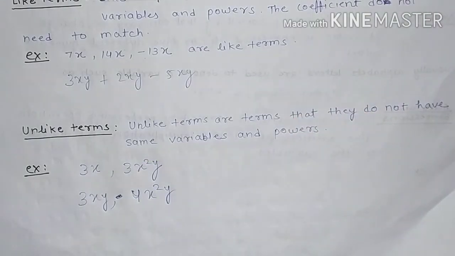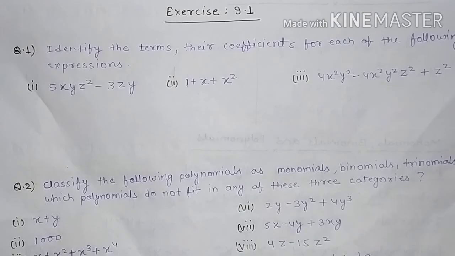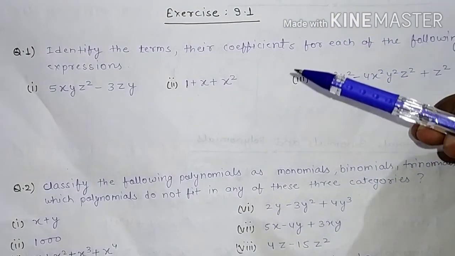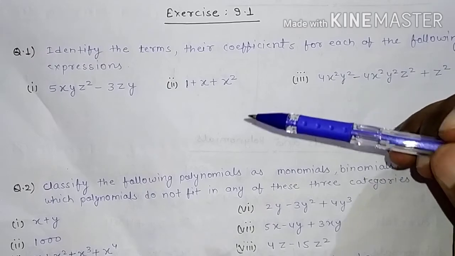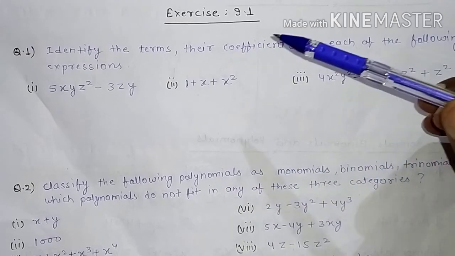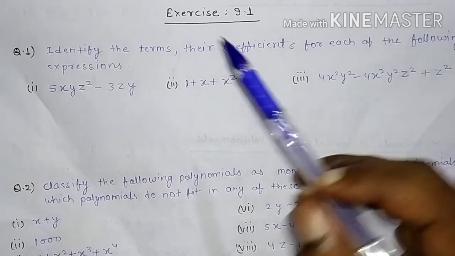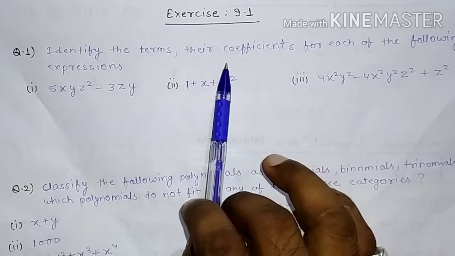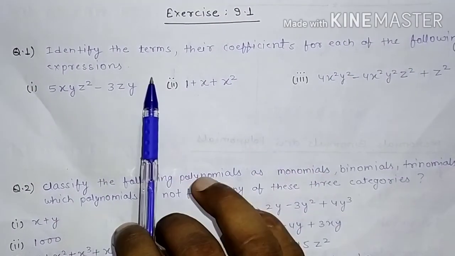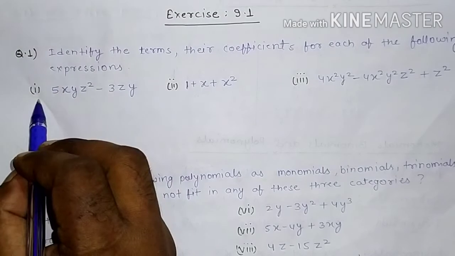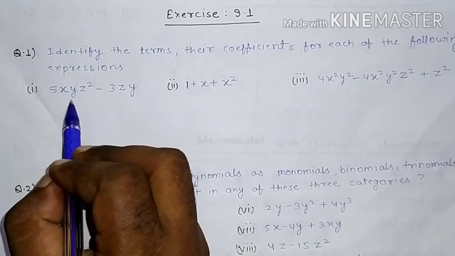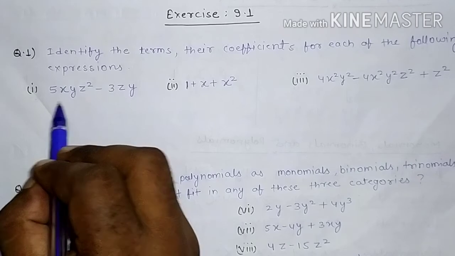Now the next topic is exercise 9.1. In this part, we will discuss every question of this exercise 9.1. So the first question is to identify the terms and their coefficients for each of the following expressions. Now the first one is 5xyz square minus 3zy. So here we have to identify the terms and coefficients.